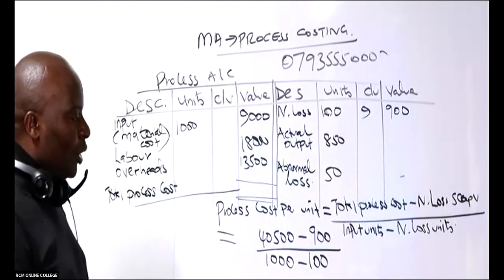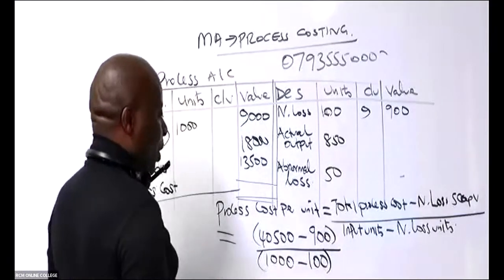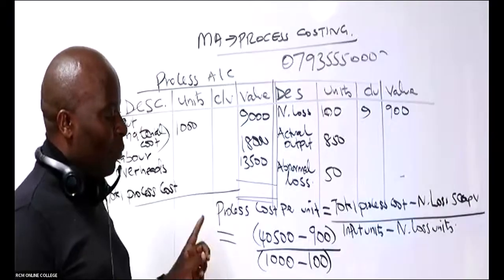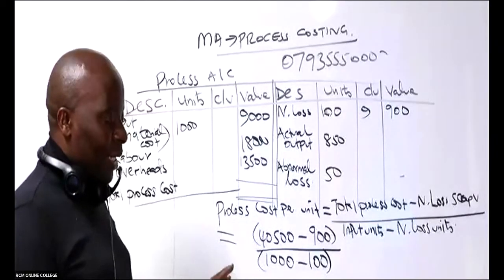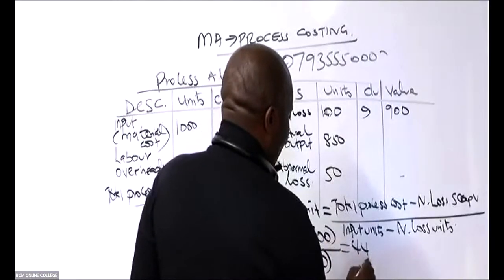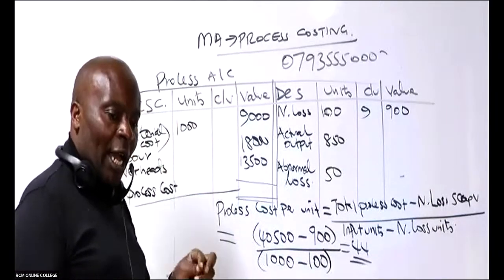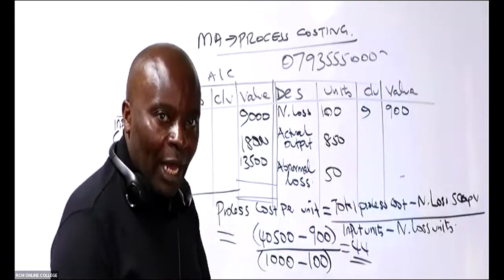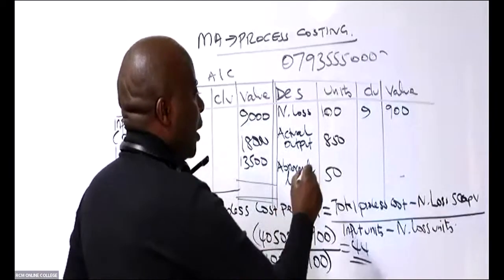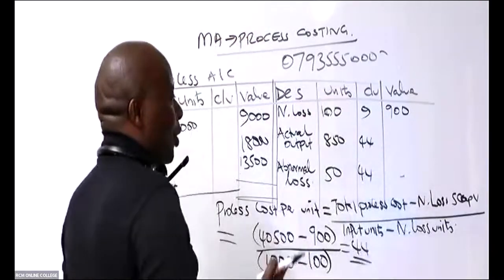So is there someone who is able to do their abracadabra here until they give us the final answer? So you say open brackets, 4,500 minus 900 close, divided by open brackets, 1,000 minus 100 close. These ninjas are giving me a figure of 44. So remember, 44 is process cost per unit, applicable for actual output, abnormal loss, and what we shall be calling abnormal gain. So here you put 44 like that, and then you do your multiplications and give me the totals.